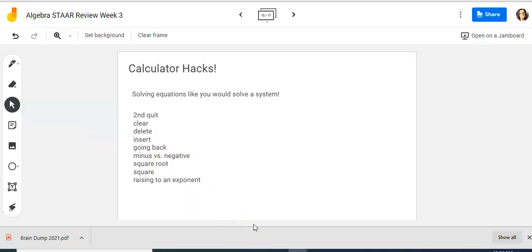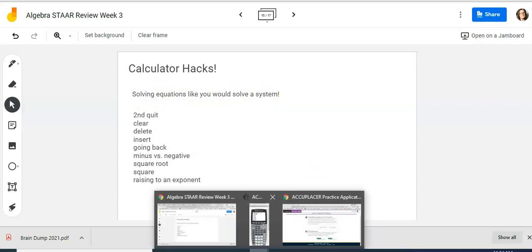So I'm going to give you the calculator hacks that will be helpful. And one of the first things I want to talk about is solving an equation like you would a system. Once you have a system where both equations are in y equals and you type those into your graph and you've got two lines, then it is just a matter of seeing where the intersection is. So I'm going to show you that with an equation.